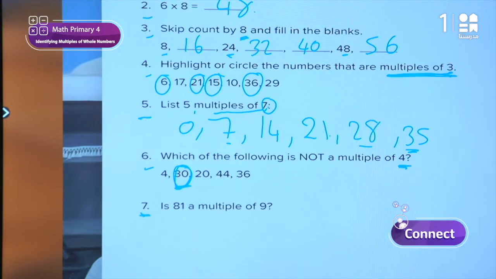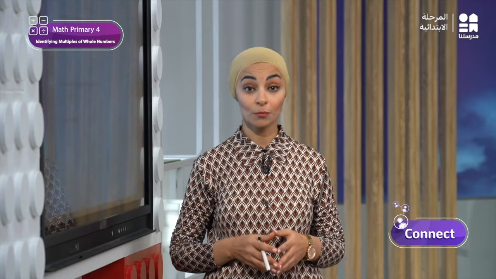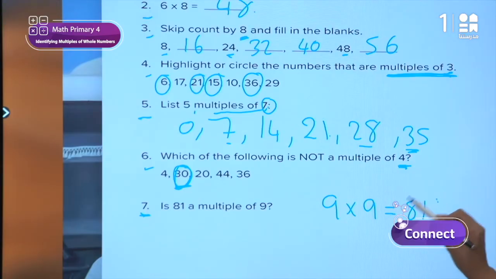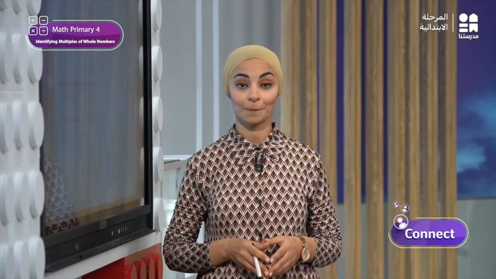And now, let's move to the last problem, problem number 7. Here we are asked whether 81 is a multiple of 9. Aren't we all aware that 9 times 9 gives me 81? So is 81 a multiple of 9 or no? Of course 81 is a multiple of 9.